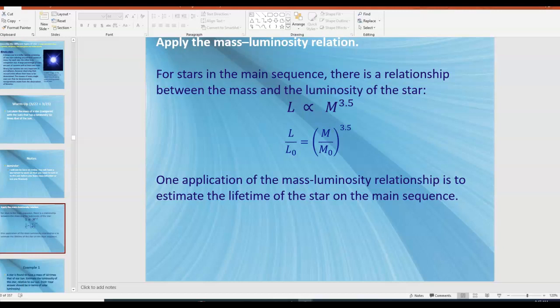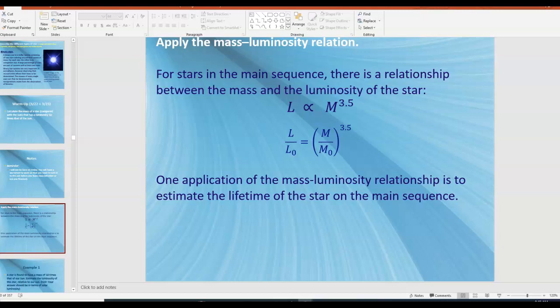We've talked about before how more massive stars have a bigger luminosity, and the reason for that is because the more massive a star is, the more inward gravitational pressure there is. And in order for a star to be stable, there has to be a balance between the inward gravitational pressure from gravity and the outward radiation pressure.